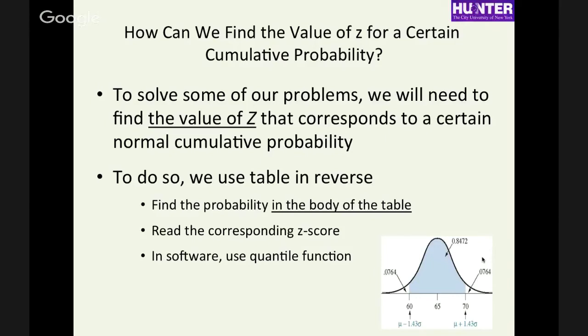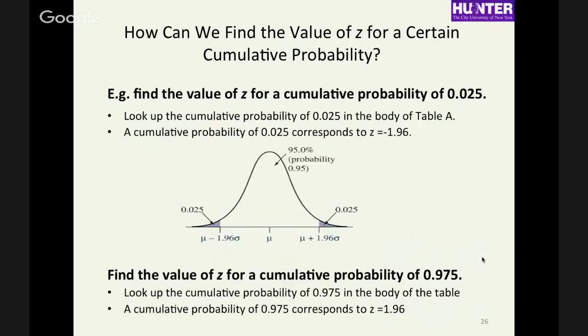So just remember that calculating a quantile means you're going from a probability to a z-score, and when you're calculating a probability, it's the other way. You're going from the z-score to the probability. The z-score can be anything. The probability can only be between 0 and 1.